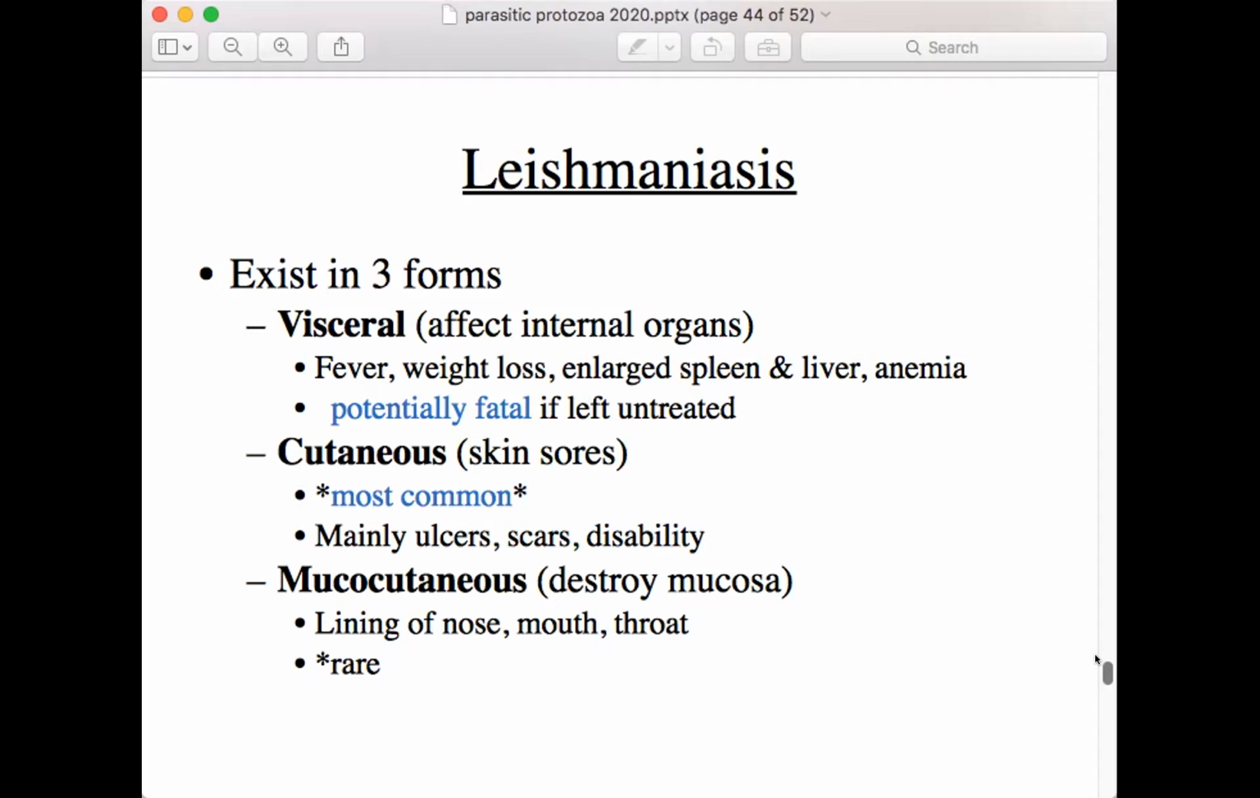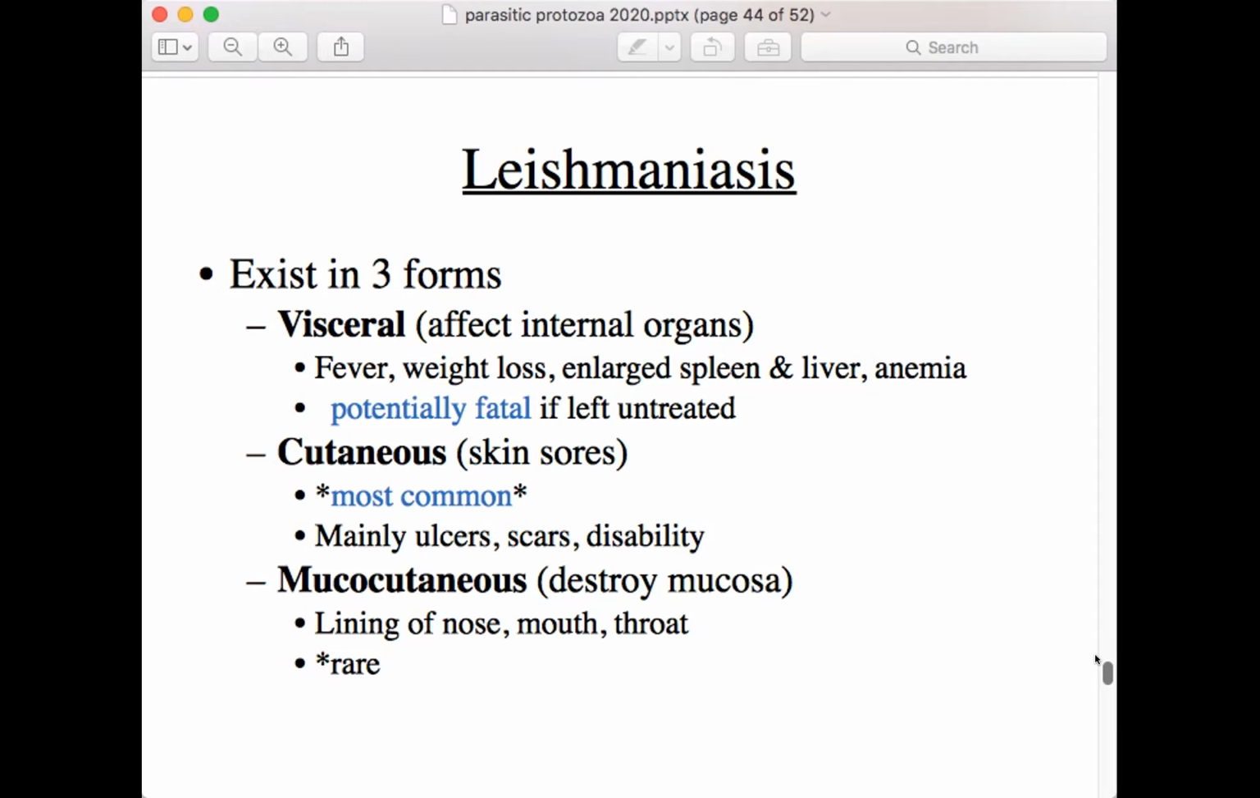Clinical symptoms of visceral leishmaniasis will manifest as internal organ damage. So you're going to see fever, weight loss, enlarged spleen and liver, and anemia. These are very life-threatening symptoms. This is certainly evidence that your body is no longer maintaining that nice homeostatic environment.